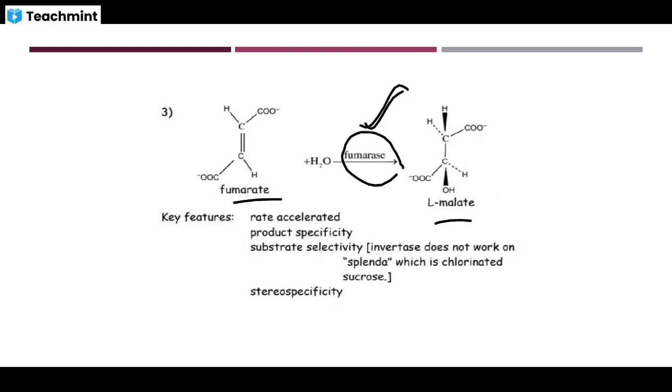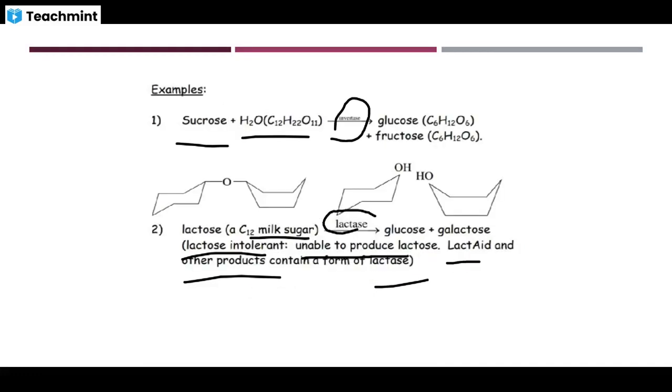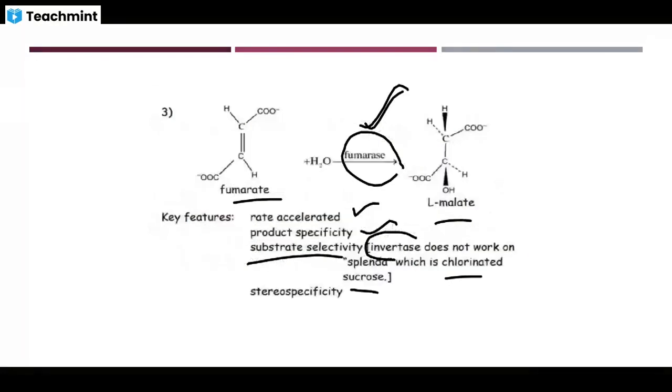Rate, product specificity, substrate selectivity. Invertase does not work on Splenda, which is chlorinated sucrose. Just by chlorinating the sucrose, invertase does not work. Just replacing some hydrogen with chlorine, the invertase does not work. You see how much the specificity. Okay, stereospecificity.